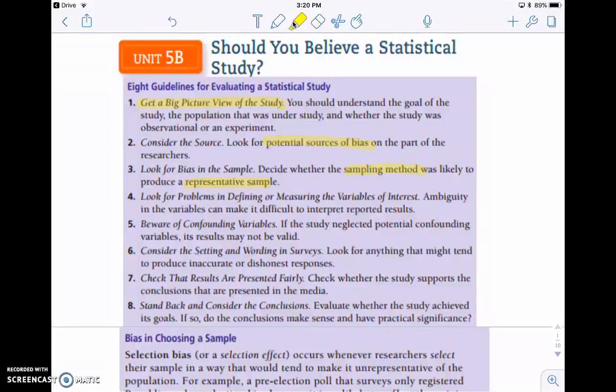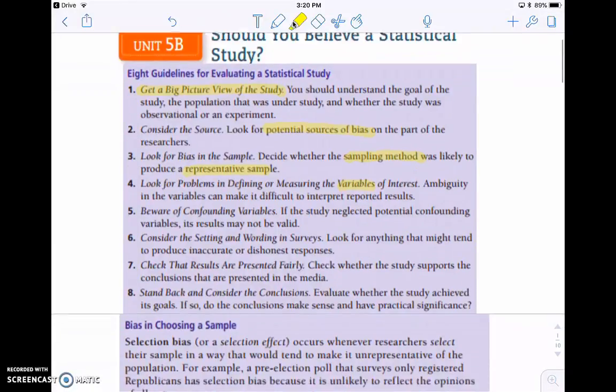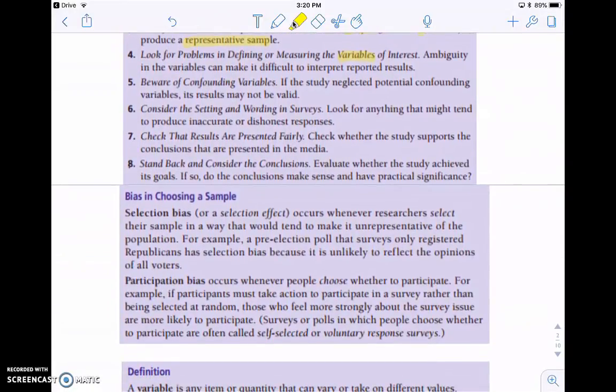Number 4, we're going to look for problems in defining or measuring the variables of interest. We're going to talk more about variables in a minute. But if there's ambiguity in what the variables are, it can make it really difficult to interpret the results that are given. So identifying those variables, how they are defining them, and how they are measuring them are key things that need to be clearly stated for us to believe the validity of a study that we're looking at.